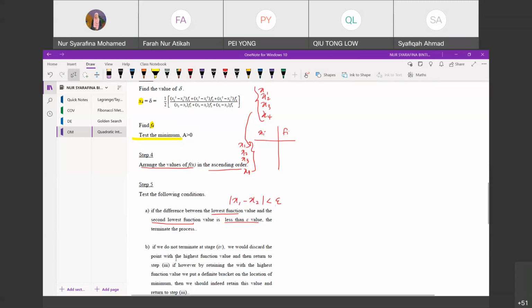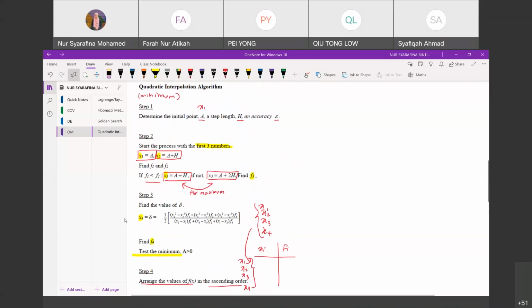If we did not terminate, we would discard the point with the highest function value. In step 4, if we are not able to terminate the process here, we would discard the point with the highest function value, which is x4 here, because it is sorted. So we should discard the point with the highest function value and then return to step 3. In step 3, we need to again find the delta there. Clear?